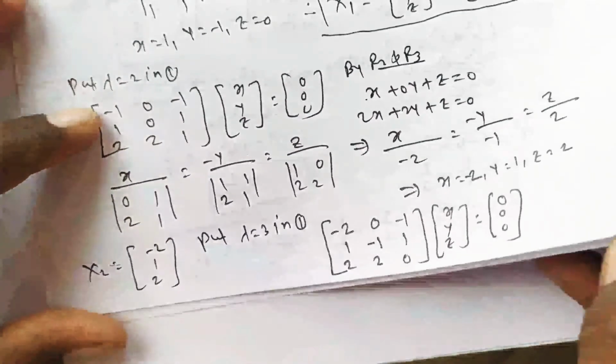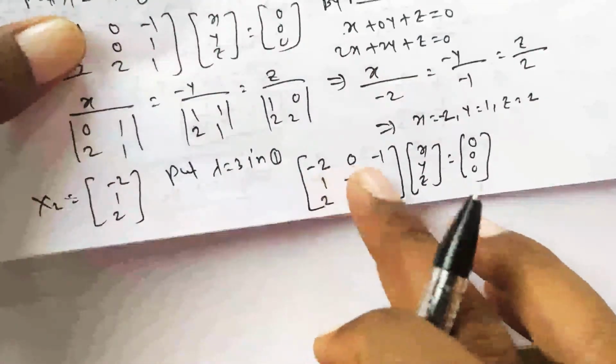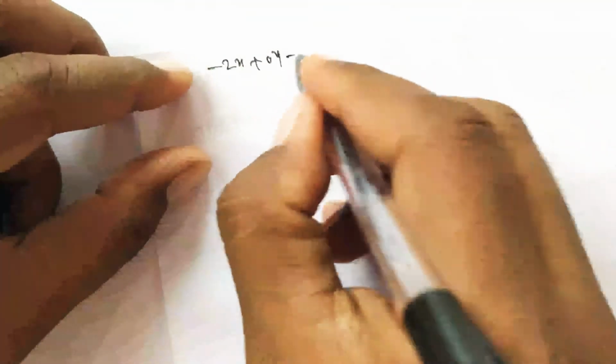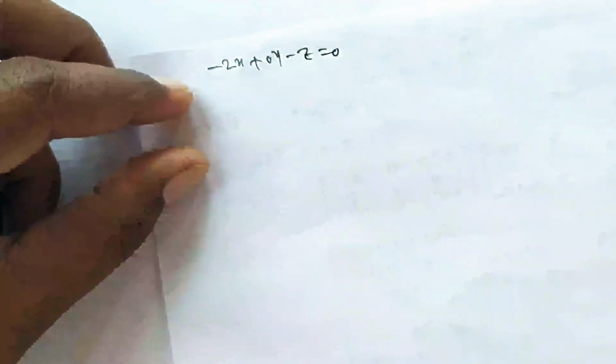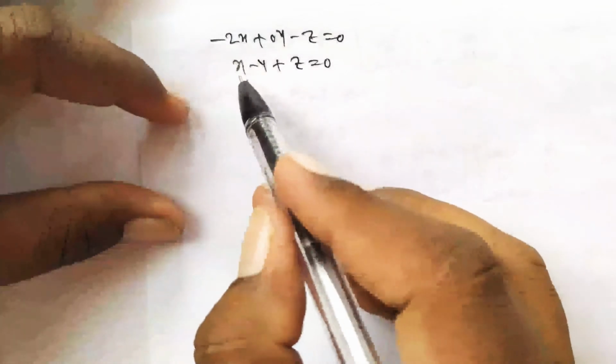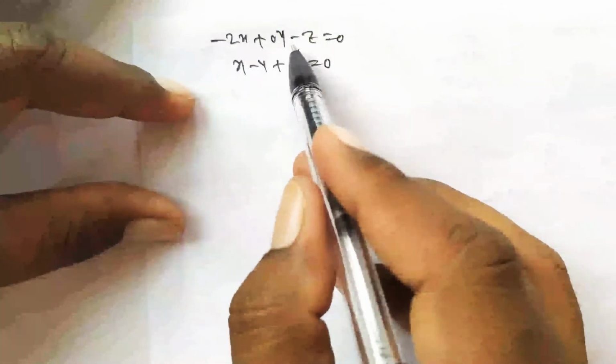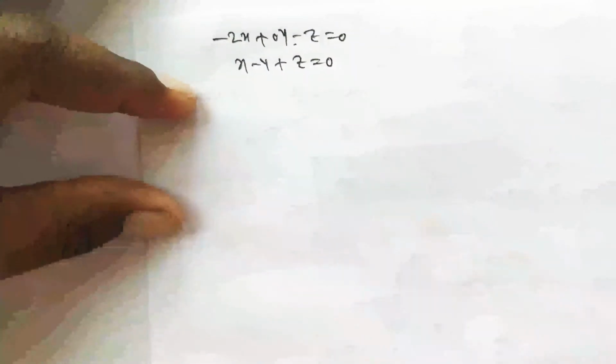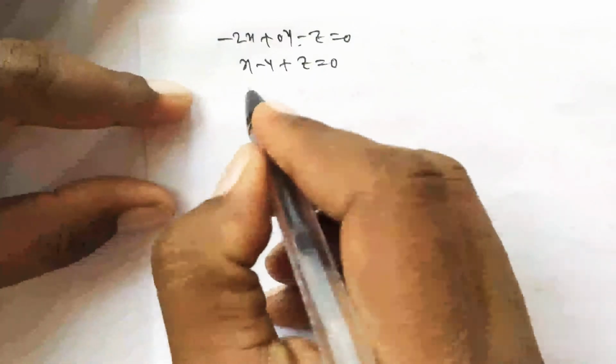So if we choose here R1 and R2, say, then using R1 we can write the first equation, that is minus 2x plus 0y minus z equal to 0. And from R2 we get this equation. So if we choose R1 and R2, from R1 we get this equation, from R2 we get this equation, and again we solve these two equations using Cramer's rule.